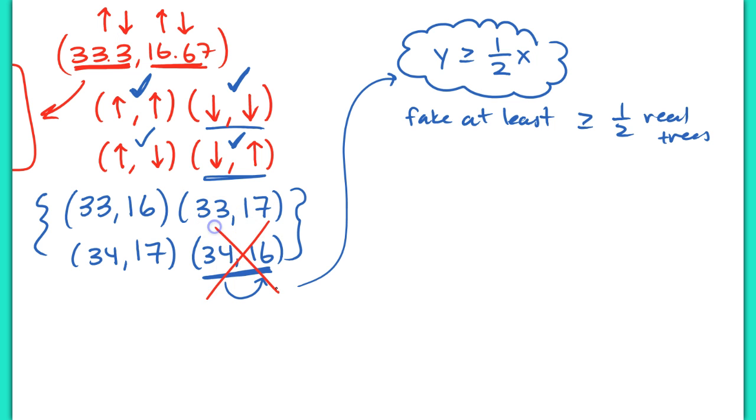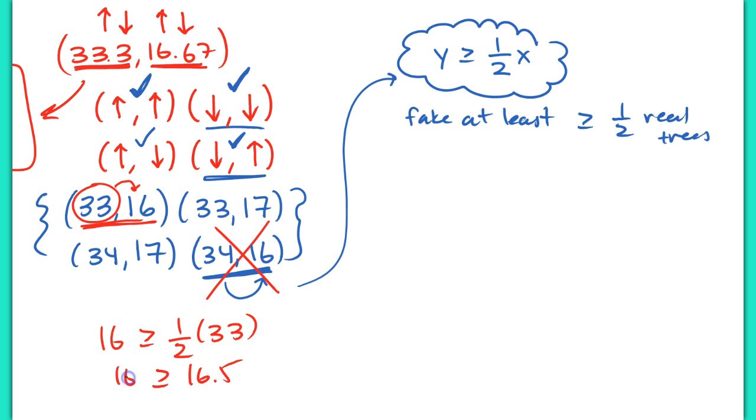So this is not going to work in this constraint. The point (33, 16) also doesn't work. This number here is more than double this, meaning, again, if you took 16 and compared that to half of 33, this is 16.5, and 16 is not greater than or equal to 16.5. So this one will also not work.